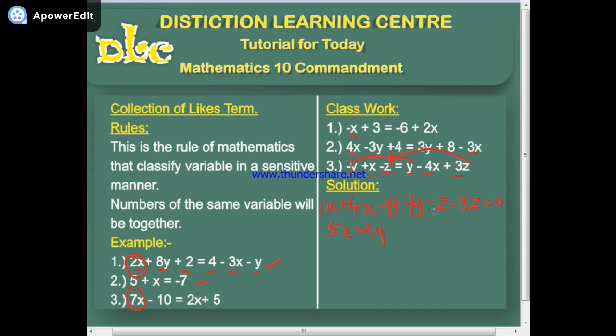And this is z. How many z is this? That is 1z. That is minus 1 minus 3, that is minus 4. Now you bring down the z. Equal to 7. So this is how we collect like terms of an expression. So this is the solution for the last question.